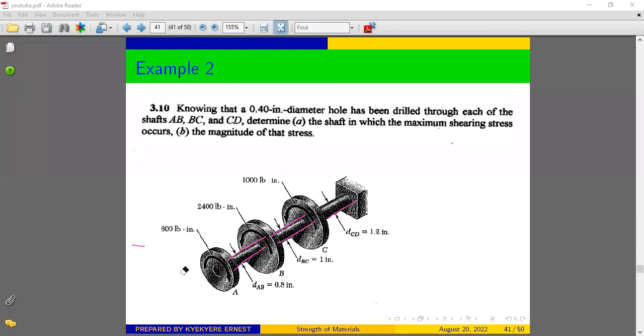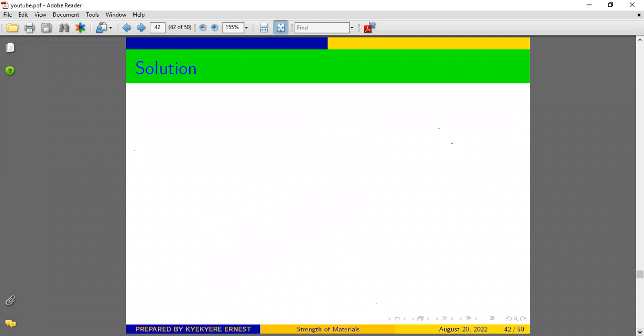So from here, if we move on to our next page, let's try to solve the question. So in the question, we need to determine the shear stress in each of the shafts. First of all, let's consider AB.